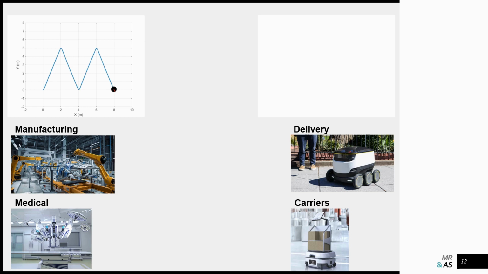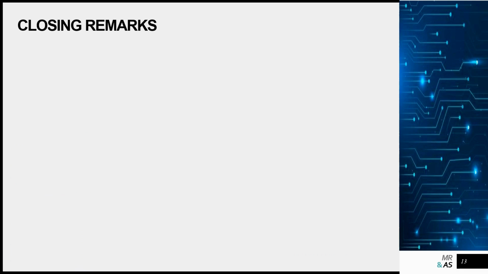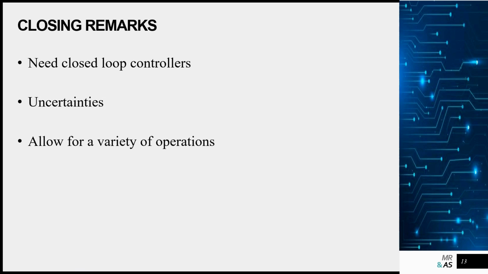Because of their ability to tackle uncertainties and their adaptability to changing environments, controllers enable mobile robots to navigate, manipulate objects, and perform tasks with greater accuracy, adaptability, and robustness in dynamic environments.